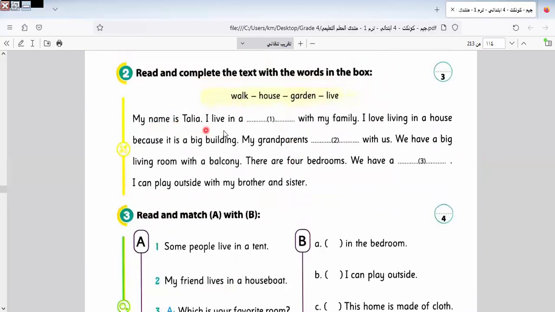My name is Talia. I live in a house with my family. I love living in a house because it's a big building. My grandparents live with us. We have a big living room with a balcony. There are 4 bedrooms. We have a space. I can play outside. We have a garden.